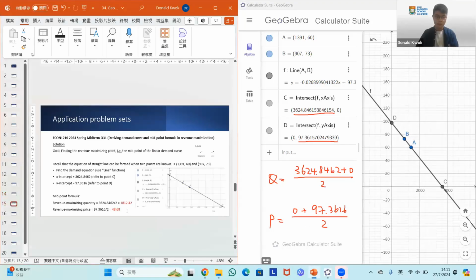And this is what I exactly put down in the slide here. We can find out the revenue maximizing quantity, 1,812.42, and the revenue maximizing price, 48.68.